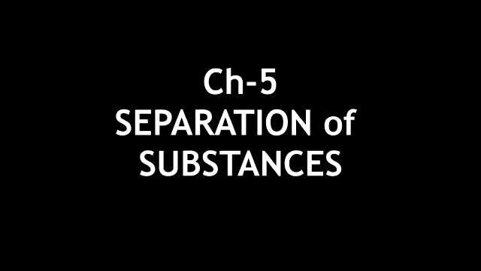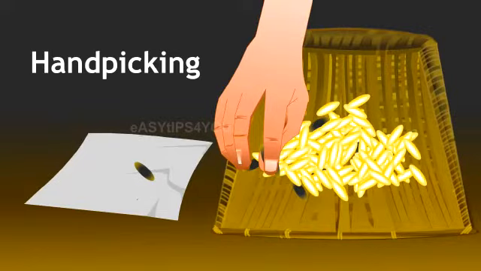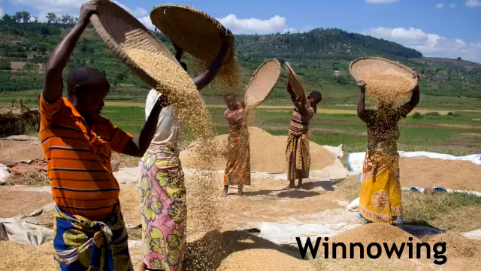Hello students, today we are going to continue with chapter 5 of science, separation of substances. In our last lecture, you studied about 3 methods of separation: hand picking, threshing and winnowing.